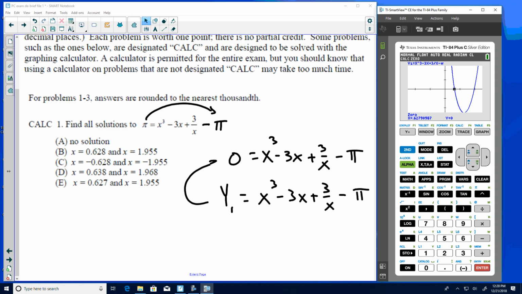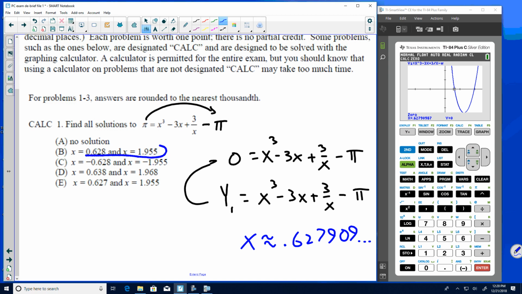And there's our 0, which is 0.6279-ish. So x is about 0.627909. There are some other digits after that. The only choice that is similar to that is this one right here. It does say round to the nearest thousandth, so this would kick the 7 to an 8.